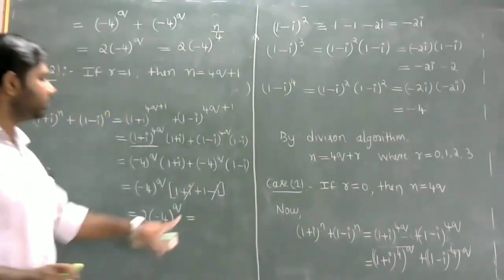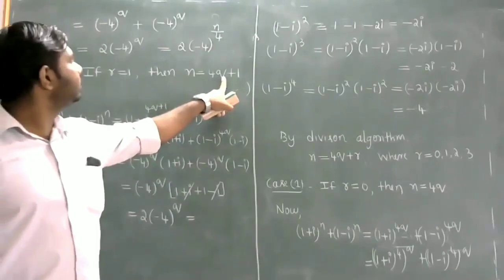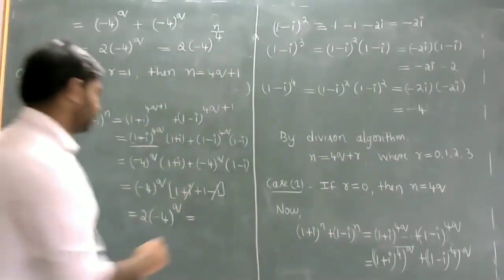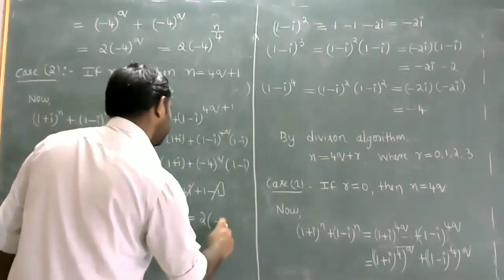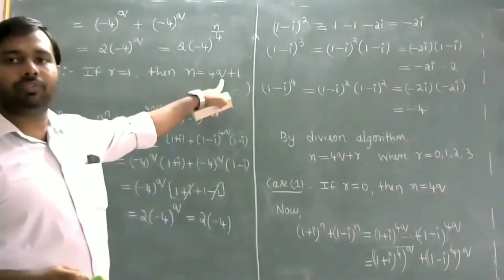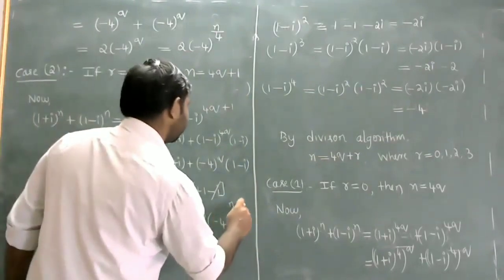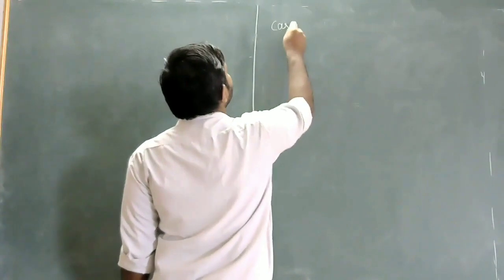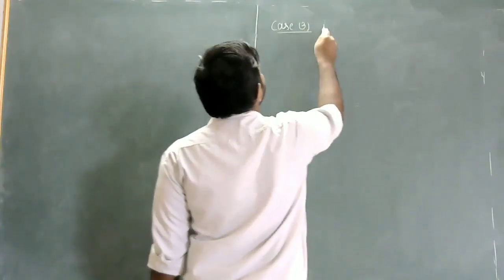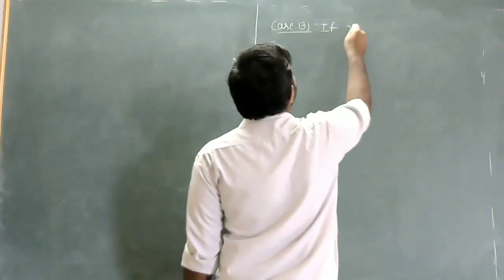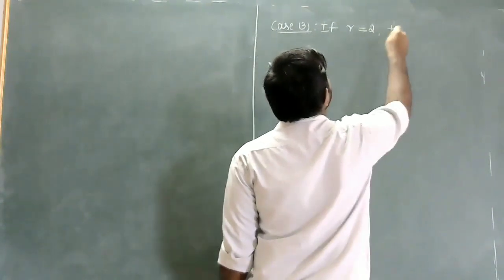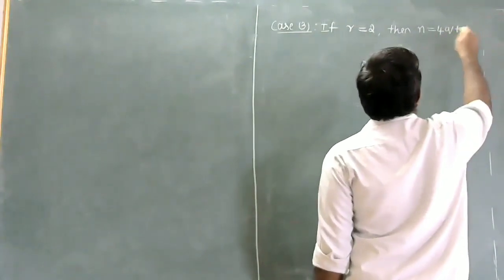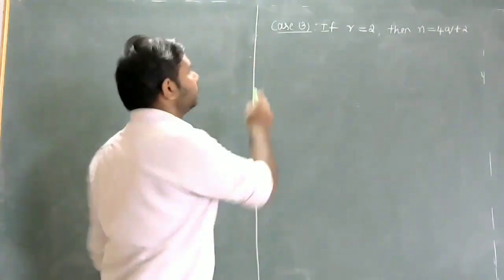Now in this case solve for q. So sending 1 this side, it will be (n minus 1) by 4. So 2 into (minus 4) to the power (n minus 1) by 4. So the value of q from this equation is (n minus 1) by 4. Case 3: if r is equal to 2, then n will be of the form 4q plus 2.